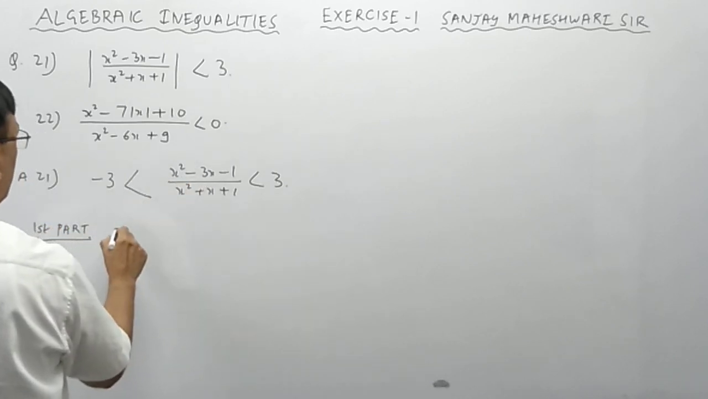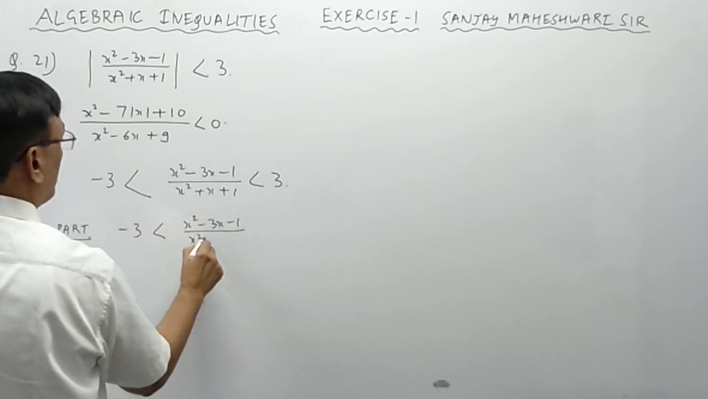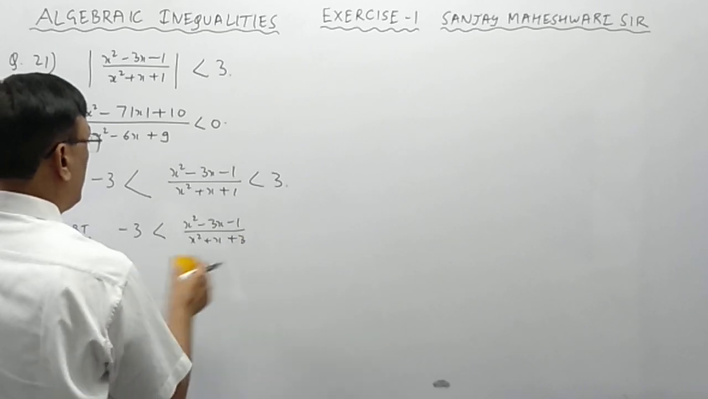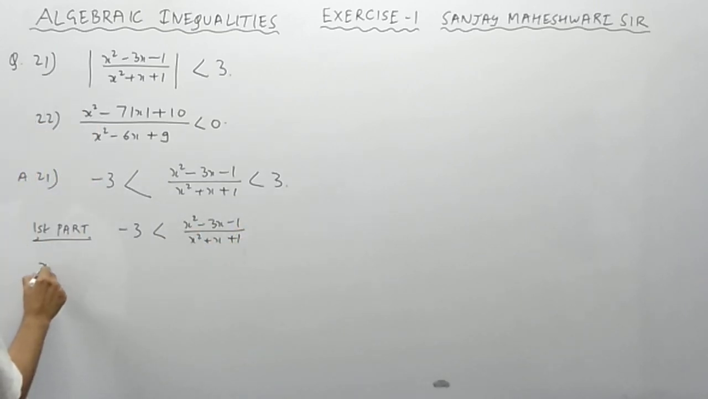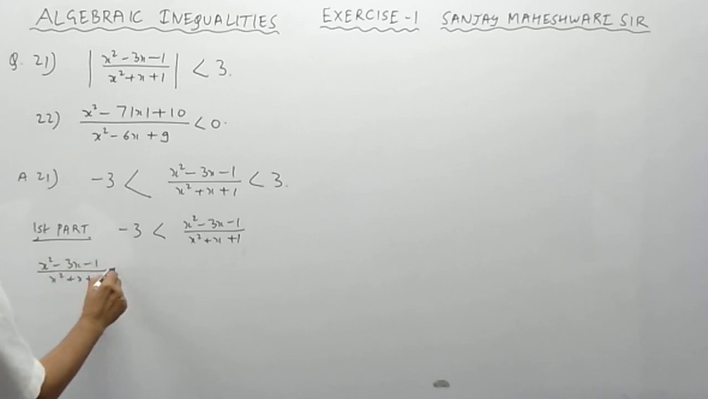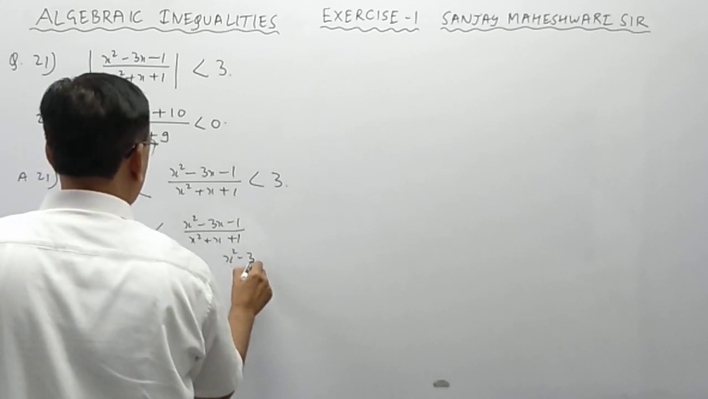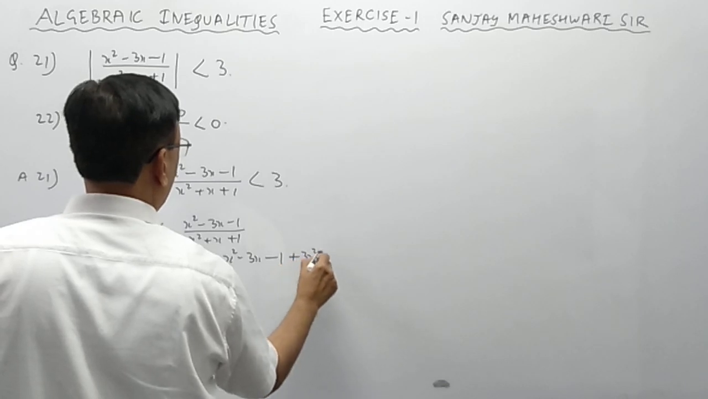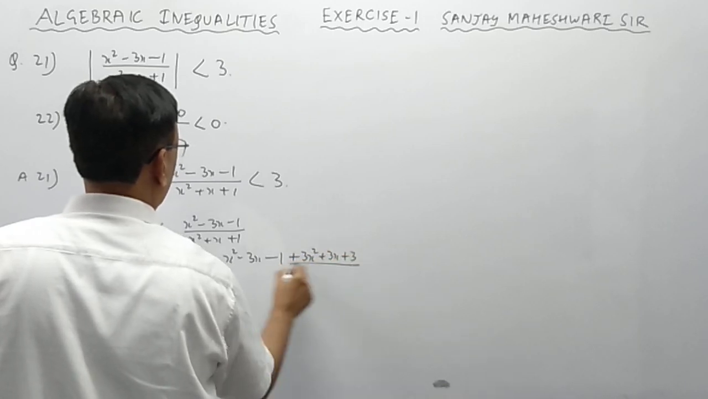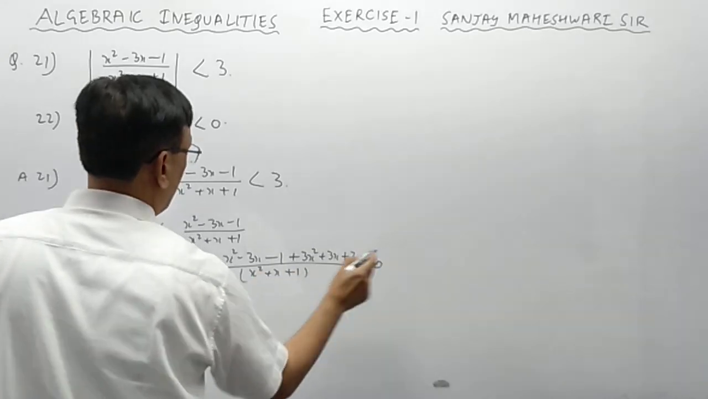What we'll do, we'll solve this: -3 less than (x square minus 3x minus 1) over (x square plus x plus 1), which can be written again as (x square minus 3x minus 1) over (x square plus x plus 1) plus 3 greater than 0. That is, x square minus 3x minus 1 plus 3x square plus 3x plus 3 divided by x square plus x plus 1 greater than 0.